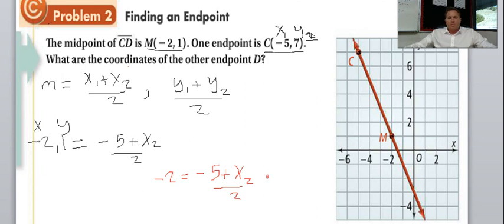So how to do that? I'm going to multiply both sides by 2. And so this is going to give me -4 equals -5 plus x2. So I'm going to add 5 to both sides, and then I'm running out of room. That's going to give me x2 equals 1.